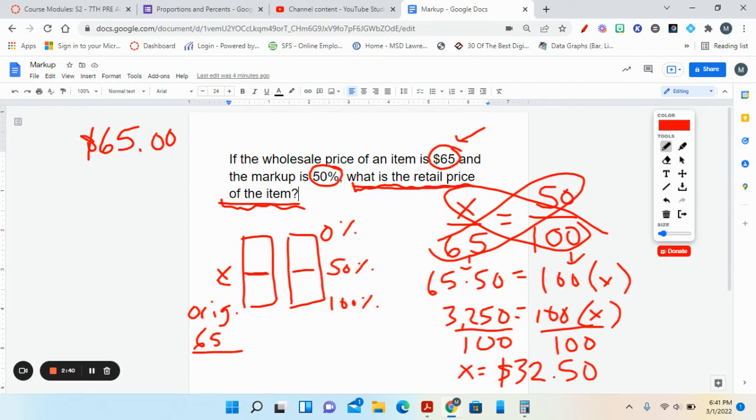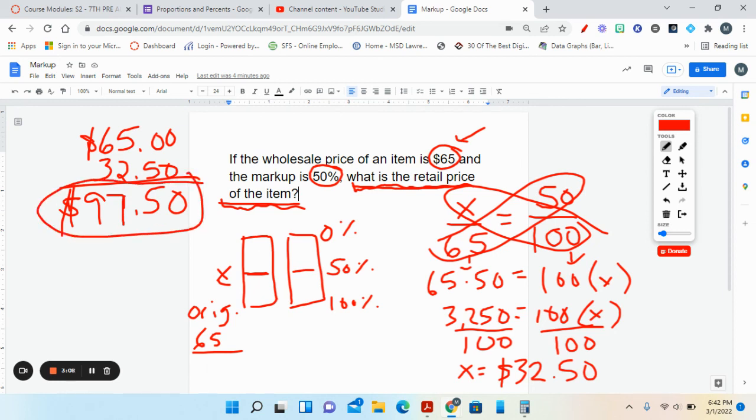If you look in your notes from lesson 3, you'll see that a markup means that we charge more than the original price. So if we paid $65, we should expect to sell it to a customer for more than that. So we're going to add that $32.50 we're marking it up by. And the total price that we're going to sell it for is $97.50. That answers our question here. That is what we are going to sell the item for.